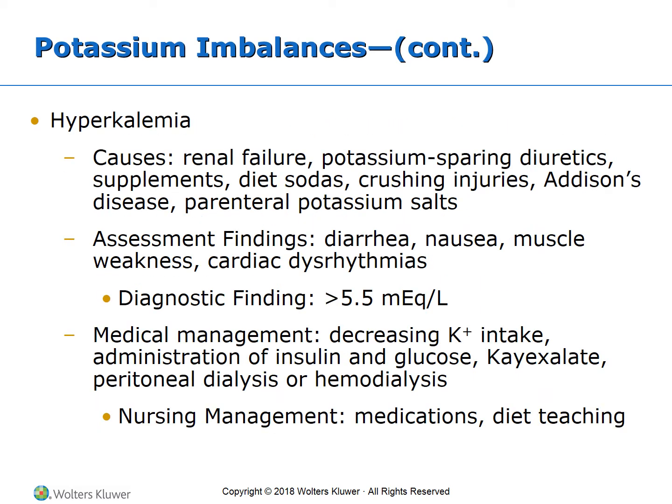So now we're talking about hyperkalemia, the other electrolyte imbalance. Here you have a serum potassium level that is greater than 5. It's less common than hypokalemia, but usually there's some type of problem with the kidneys. Patients that have kidney failure or altered kidney function tend to have that. Or those patients that are taking a potassium-sparing diuretic like spironolactone, right? Diet sodas, parenteral potassium salt, right? So those kinds of things can cause an increase in potassium level.